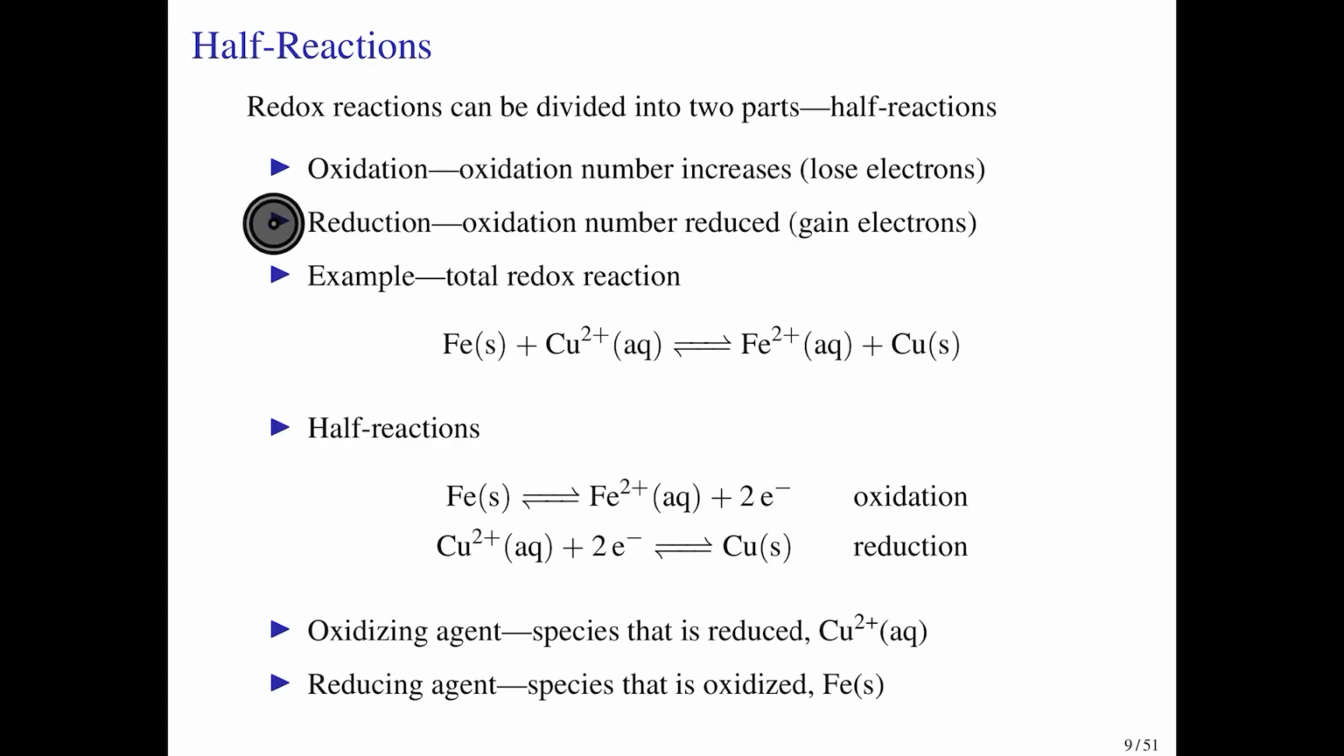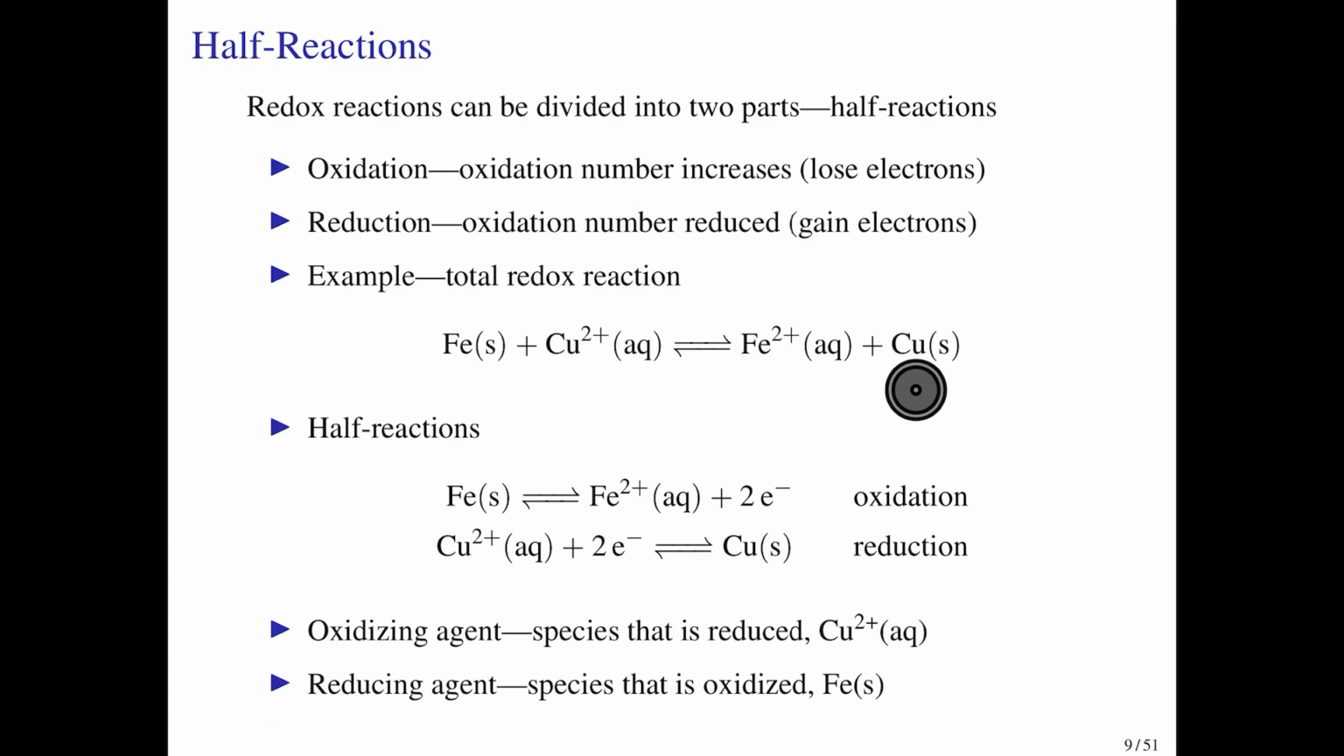Reduction, on the other hand, is where the oxidation number of a species is reduced because it gains electrons. We are going to use this redox reaction here as an example to illustrate the half reactions at work. So we see that iron's oxidation number is increasing. You go from iron with an oxidation number of 0 in the elemental form to an oxidation state of +2 in the monoatomic ion. Conversely, the copper 2 ion, its oxidation number is reduced from +2 to 0 in the elemental form.